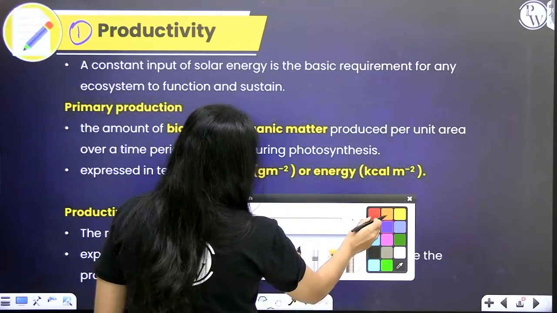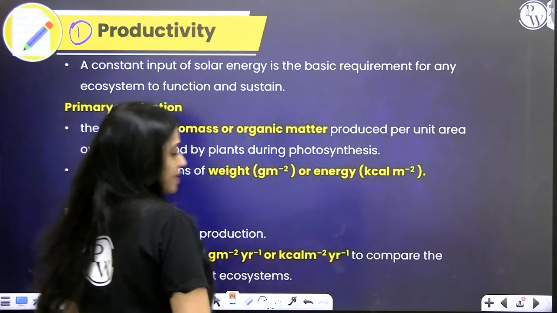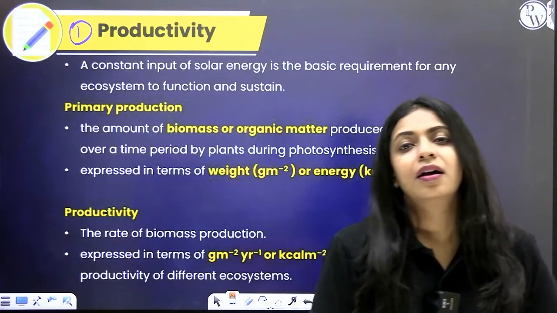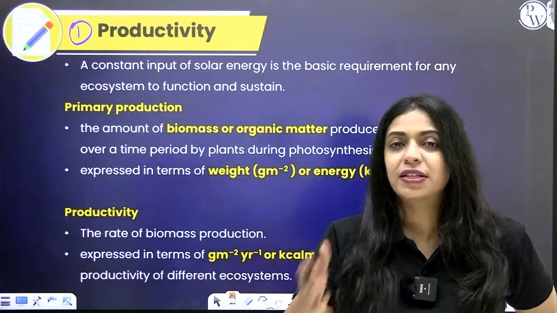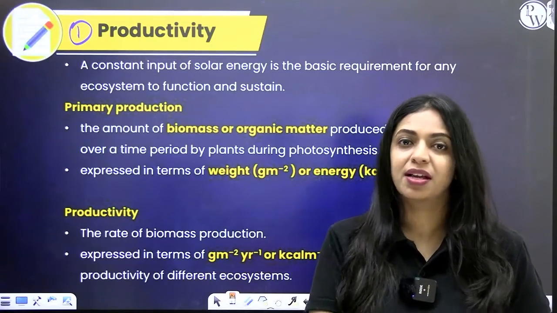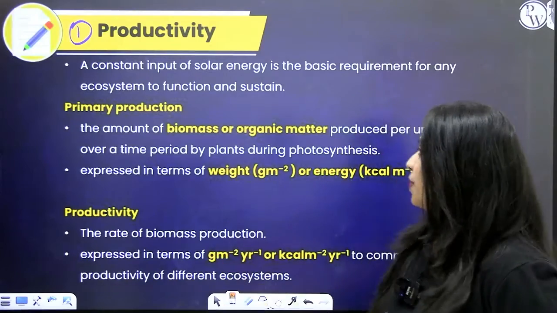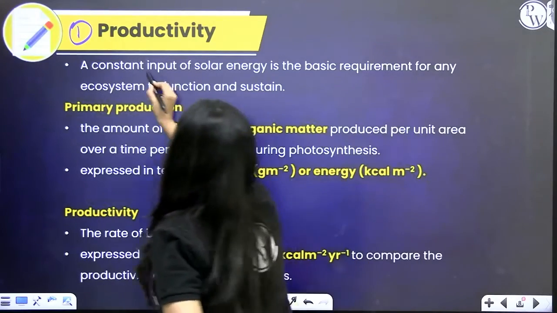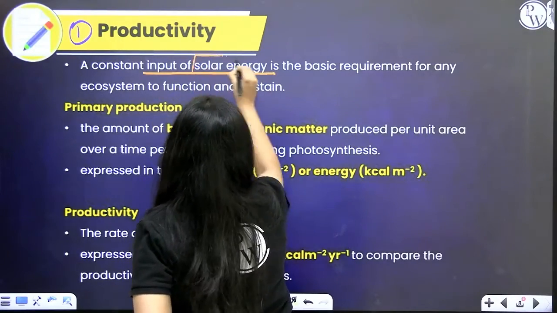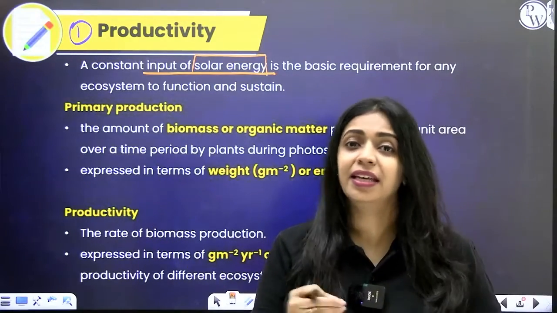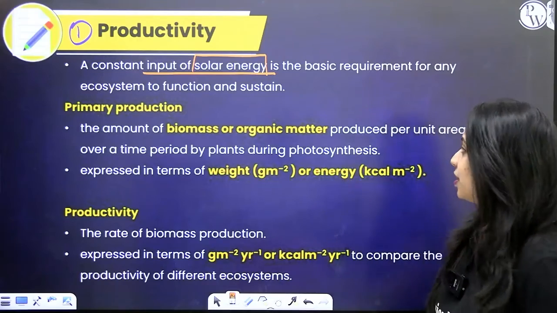You know how for plants to photosynthesize, sunlight is absolutely essential, right? Photosynthesis itself means photo is sunlight, right? They're synthesizing something because of sunlight. So basically, a constant input of solar energy is the basic requirement for any ecosystem to function properly.